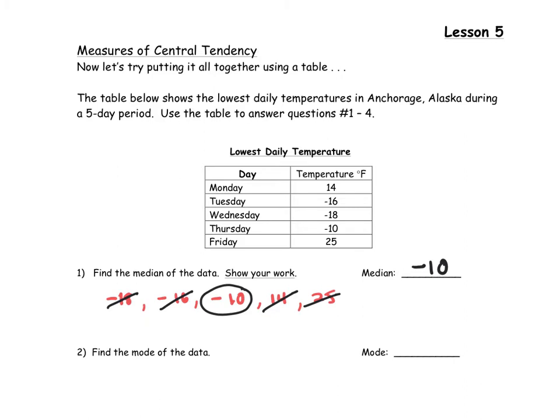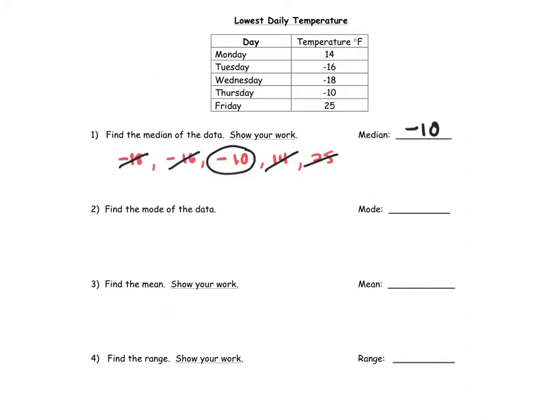Let's go on now. Next, using the same set of data, we're supposed to find the mode. And the mode is the number we see the most. And because we've already ordered it for the median, it's pretty easy to see that none of the numbers have been repeated. So when that happens, there is no mode.